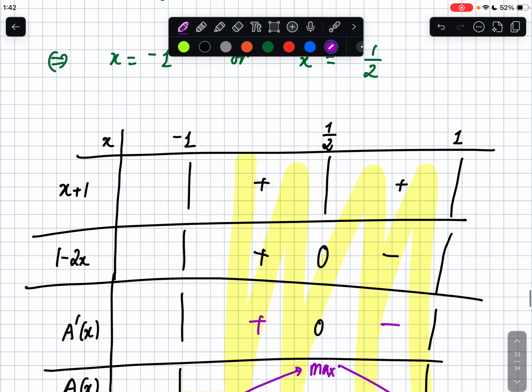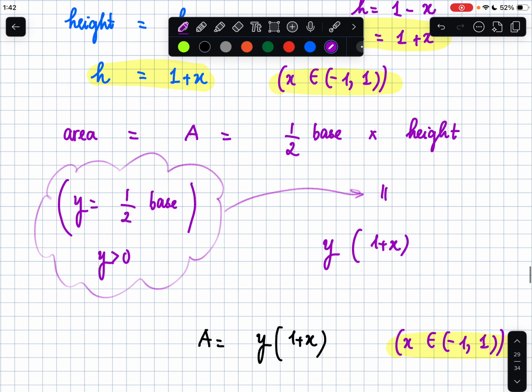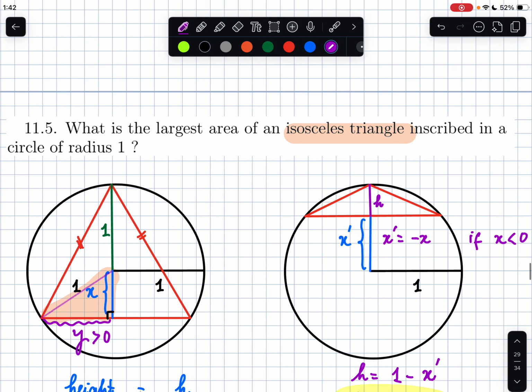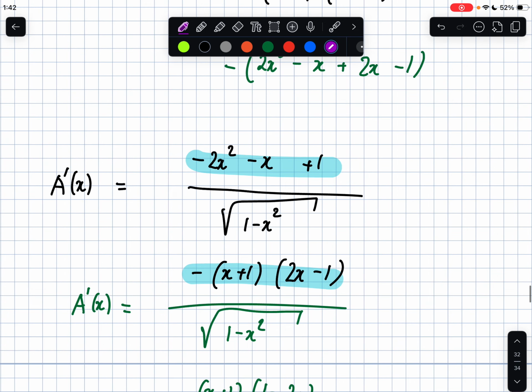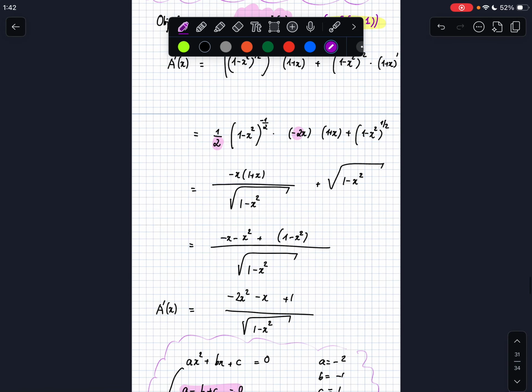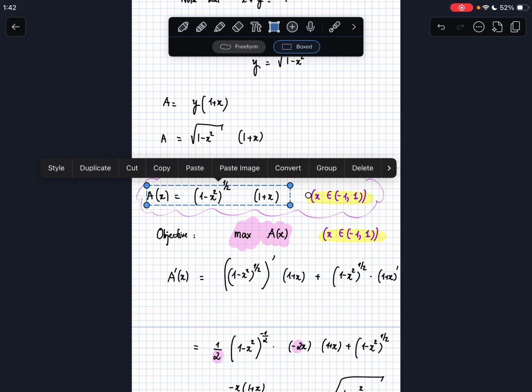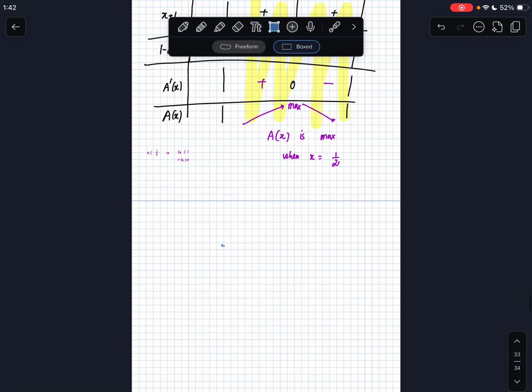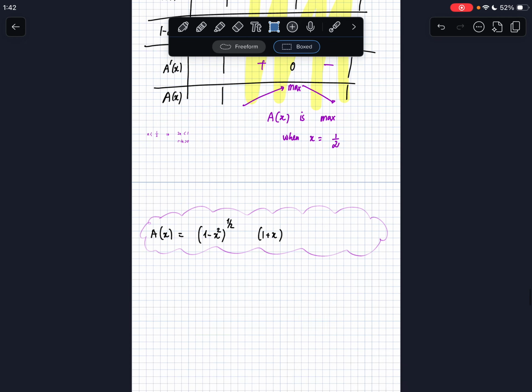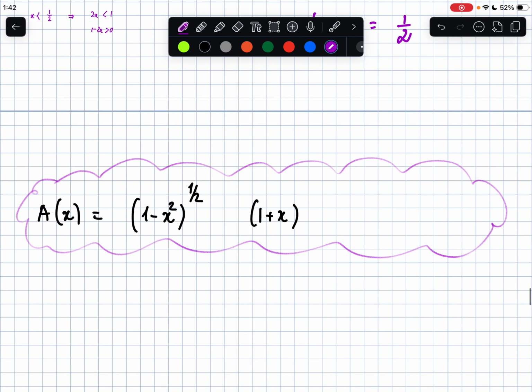What did they ask us? What is the largest area? They want us to find the area. The area is given by this formula, A at 1/2, which is the max area.